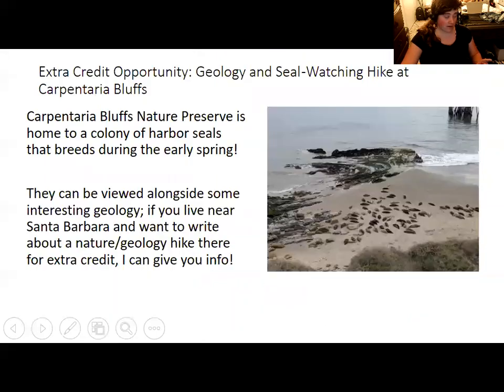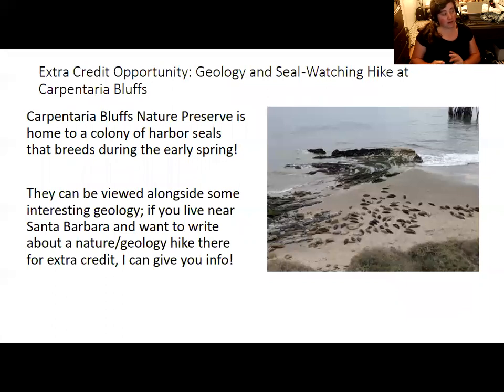I will take a very brief diversion from Antarctica to make a note that over the weekend, I visited Carpinteria Bluffs Nature Preserve, and there's a harbor seal colony that lives on the beach near there, and they are breeding right now. You can see harbor seals out at the Carpinteria Bluffs. If one still lives in the Santa Barbara area, that preserve is open, and that's a potential location you could use as the basis for a nature/geology hike.